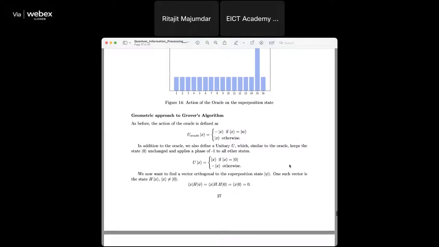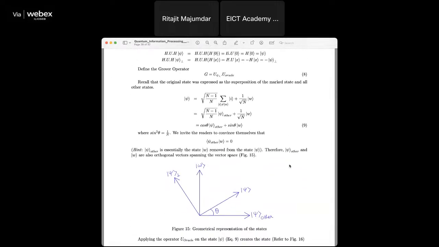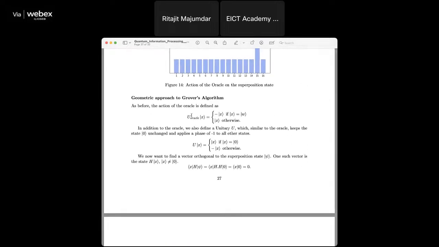So let's look into the other picture. Let's look into the geometric picture. This, I feel, is slightly more intuitive if we look into the geometric picture. So again, it's the same thing. The oracle looks into the input. If it is the marked state, it will add a -1 phase. Otherwise, it does nothing.